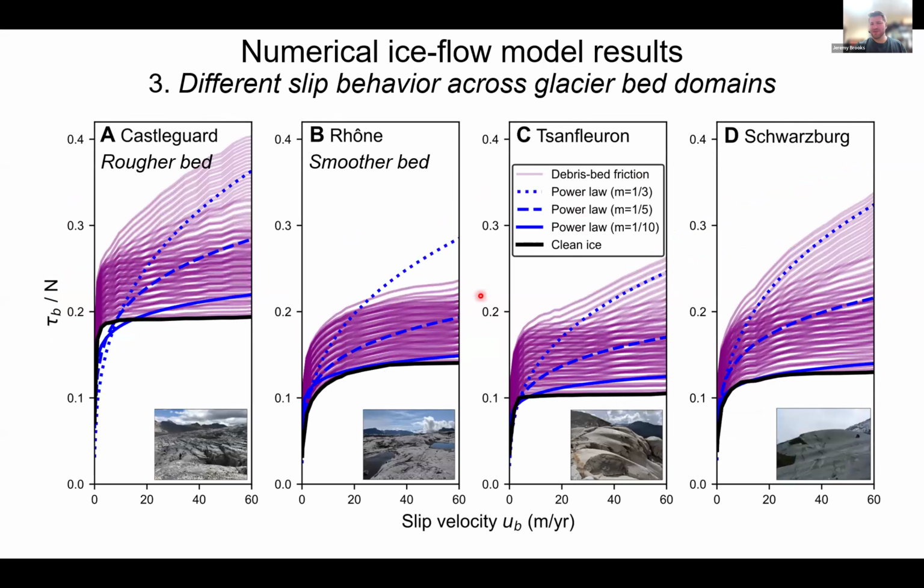And finally, we see that there's a difference in the slip behavior across these different glacier bed domains. And it has something to do with the morphology and the roughness of the beds, where Castlegar Glacier is generally rougher than the other beds tested here, but Rhone Glacier is smoother, which tends to have less rate strengthening compared to the others. So the bed morphology also matters for debris bed friction.